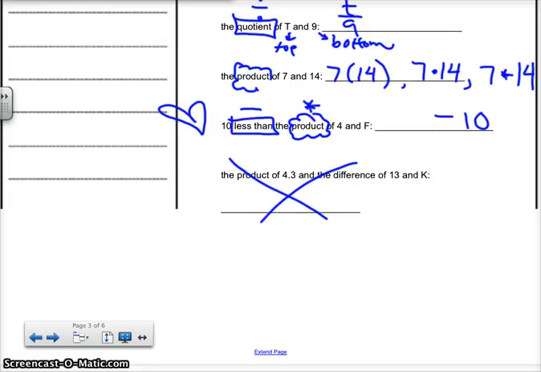So how do you write the product of 4 and F? Hunter? 4 and F together. Beautiful. Or you could go 4 dot F minus 10. Or F dot 4 minus 10. Or 4 x F. But we don't like that one.